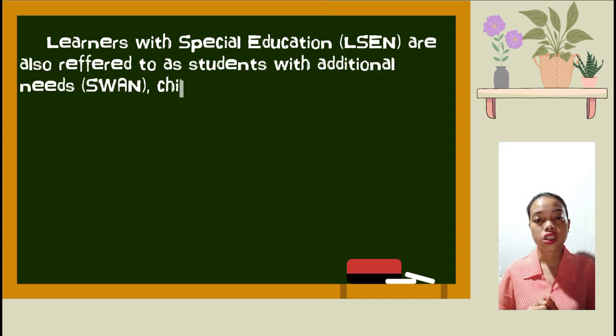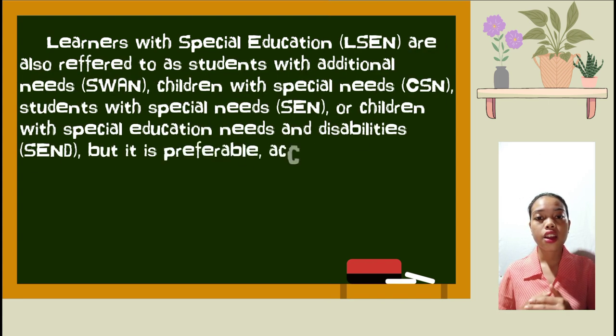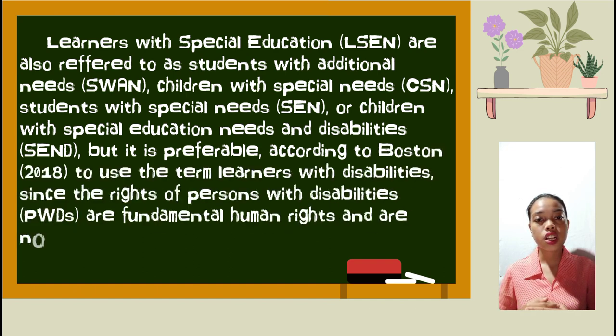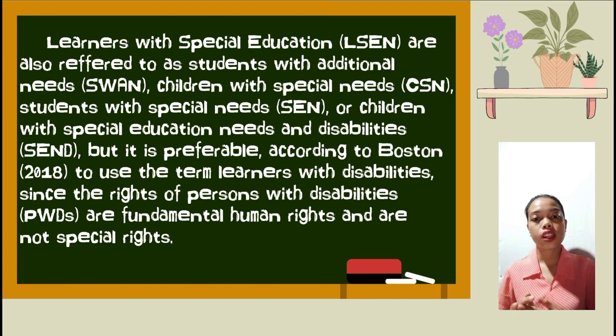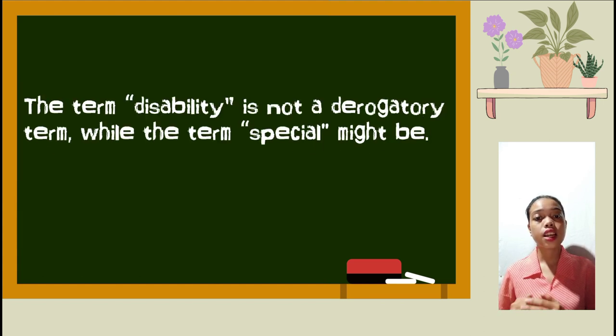Learners with special education needs, or LSEN, are also referred to as students with additional needs, children with special needs (CSN), students with special needs, or SEN, are children with special education needs and disabilities. But it is preferable, according to Boston 2018, to use the term learners with disabilities, since the rights of persons with disabilities, or the PWDs, are fundamental human rights and are not special rights. Additionally, the term disability is not a derogatory term, while the term special might be.